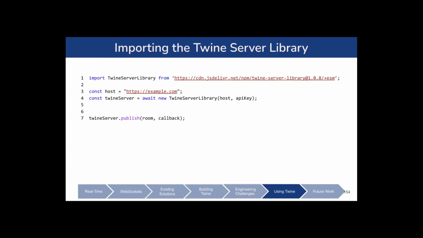Similarly, to get their backend code interacting with Twine, a developer will need to import the Twine server library, either from JS Deliver CDN or by downloading the npm package, then create a Twine server library instance using the Twine constructor, their newly created Twine domain name, and Twine API key, as seen on line 4. Once the instance is created, messages can be published to the Twine server using the built-in publish method.